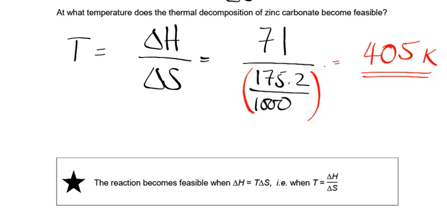So 405 Kelvin is roughly 130 degrees centigrade, so just a fairly cool oven at home. So it's saying that at 130-ish degrees C, then zinc carbonate will start to decompose.